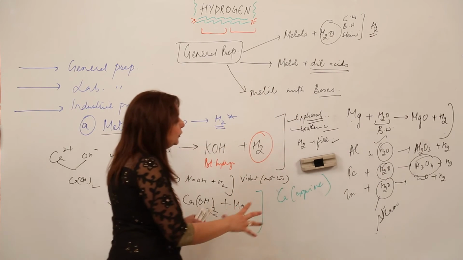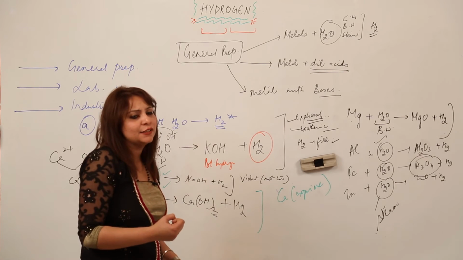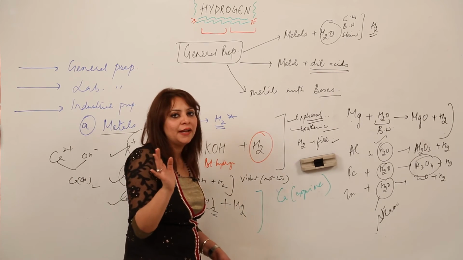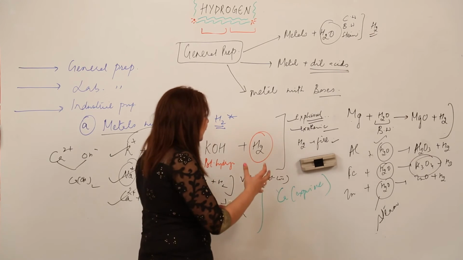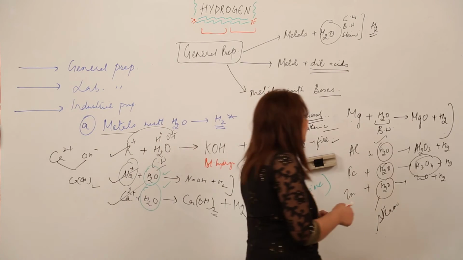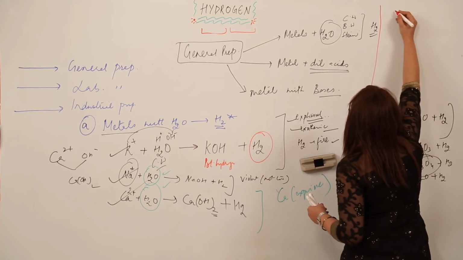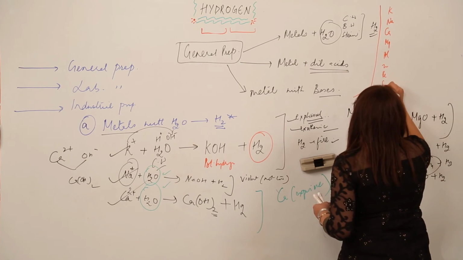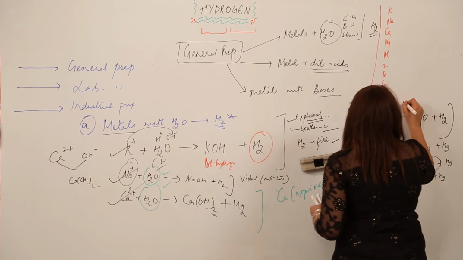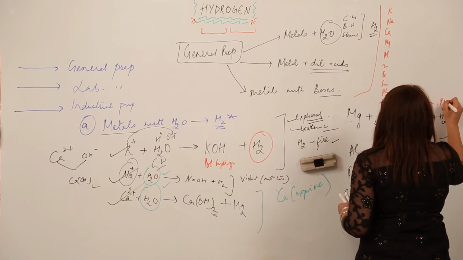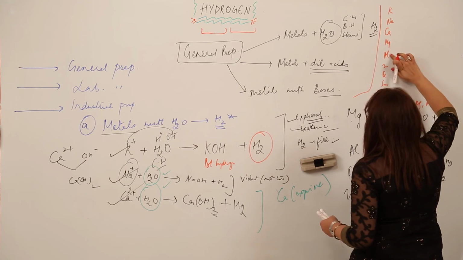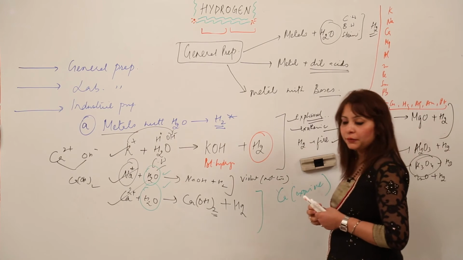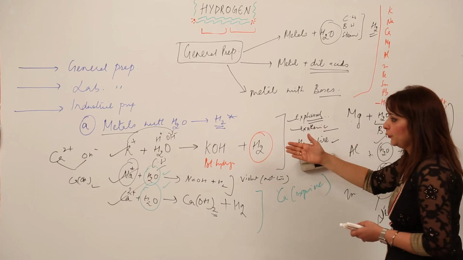So I've told you many examples, and below zinc we have the very less reactive metals, which do not react with water, right? So from lead onwards, no metal reacts with water. So if I want to list them in the reactivity series according to the reaction, just have a look. Potassium, sodium, calcium, magnesium, aluminium, zinc, iron, tin, lead, hydrogen, and then copper, mercury, silver, gold, platinum, right?